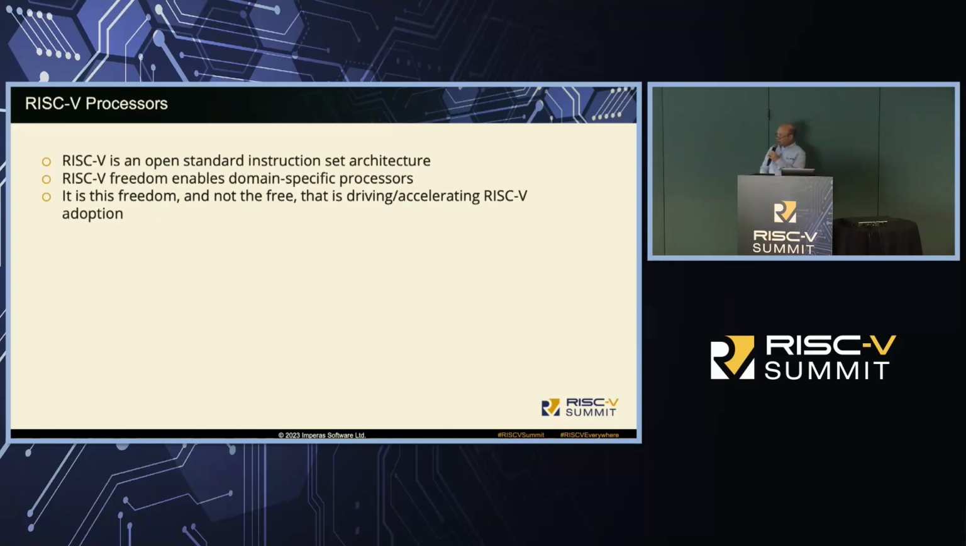So on to RISC-V, enough of the commercial. RISC-V is an open standard instruction set architecture. We heard that this morning. The freedom enables domain-specific processors. That's a key piece of this, and it's the freedom and not the free that is driving and accelerating RISC-V adoption.